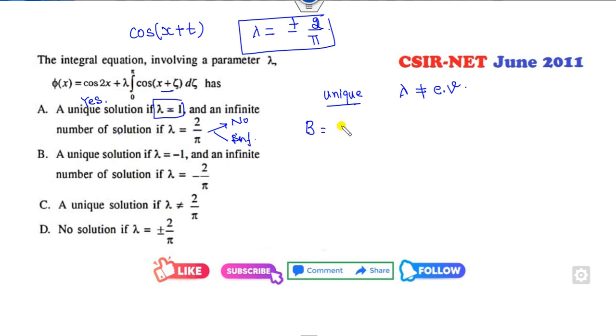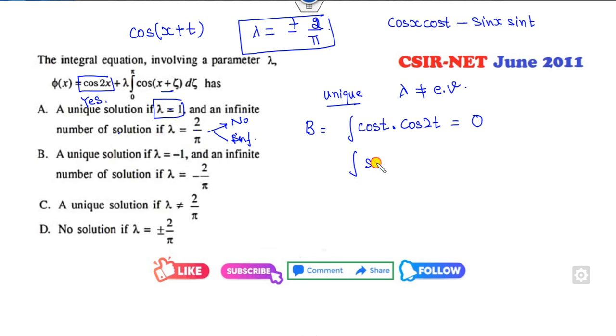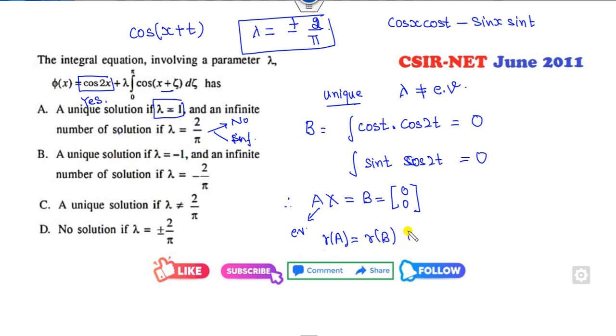So you need to calculate the B. So you need to open them: cos A cos B minus sin A sin B. That means integration of cos T into FT, cos 2T, by the orthogonal property is a 0. This one is sin T cos of, again by the orthogonal property, 0. So my system AX is equal to B. So B is my 0, 0. And 2 by pi is the eigenvalue of this. So the rank of A is the rank of A augmented with B, so that means it has infinitely many solutions. Fine. Now, look at the second option.